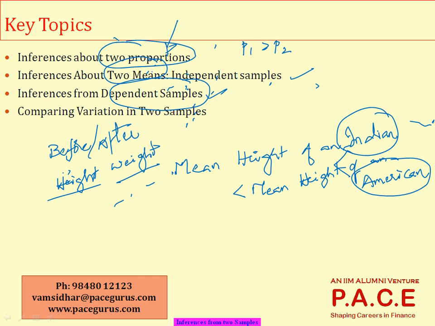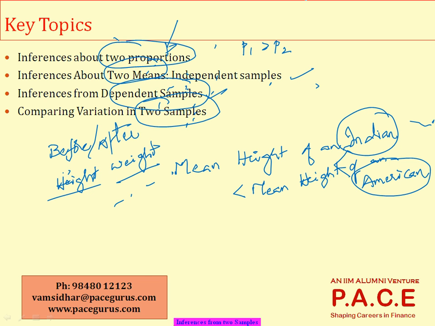And finally, if I want to look at comparing the variances in the two samples, even that can be looked at. So let's say the standard deviation of Infosys returns is greater than the standard deviation of the Wipro returns, or the standard deviation of the heights of Indians is greater than the standard deviation of the heights of the Americans. So when I am not comparing the means, but I am comparing the standard deviations, I can use the other test.